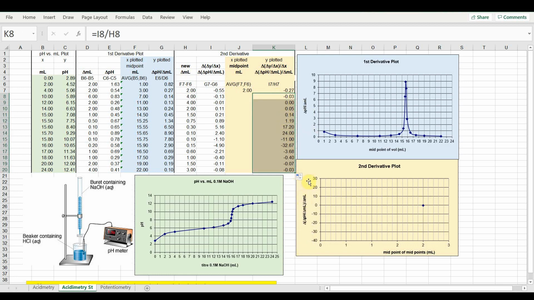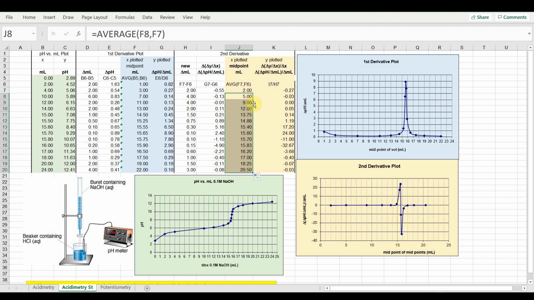Now we're going to plot those values on the y-axis of the second derivative plot against the volume of titrant added. But what volume? We're going to take the averages of the two previous midpoints, F7 and F6. Let's get the next point. This would be the average of F8 and F7, and so on down to the end. We'll autofill this, and we plot the data, and notice what's happened here. The rate of change of the first derivative line, or the slope of the first derivative line, is relatively flat. It becomes strongly positive and increases, and then it plummets through the 0 point and goes negative, and it's the 0 point which is the equivalence point, and we can read that as approximately 15.7 or whatever you wish.